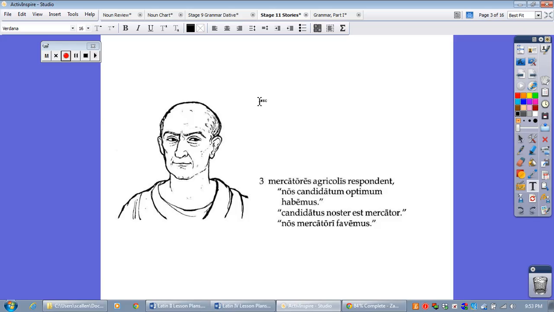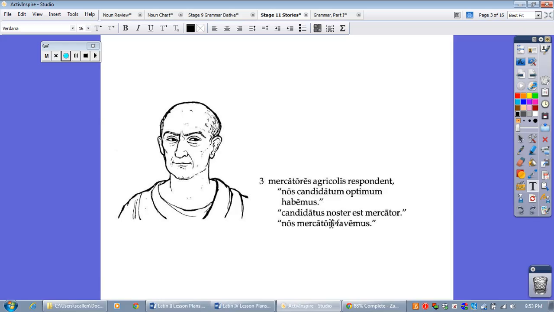And now look at old Baldy here. Mercatores agricolis respondent. The merchants respond. Agricolis, is, ibus, tells to or for. The merchants respond to the farmers. Nos candidatum optimum habemus. We have the best candidate. Candidatus noster est mercator. Our candidate is a merchant.